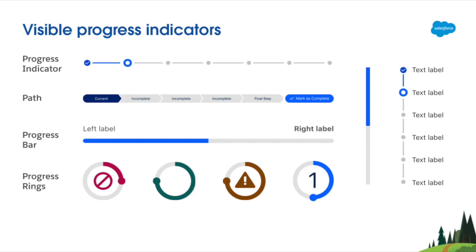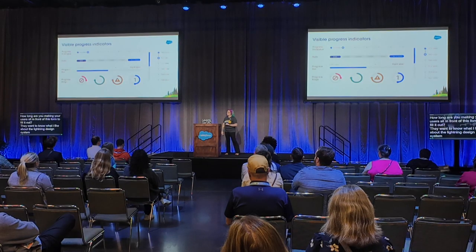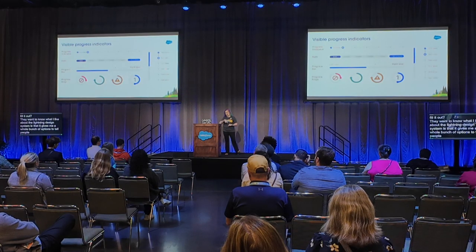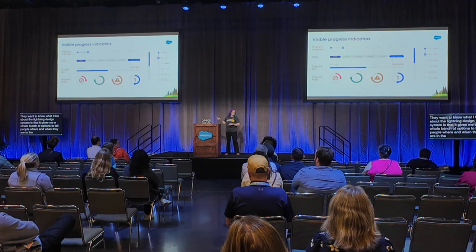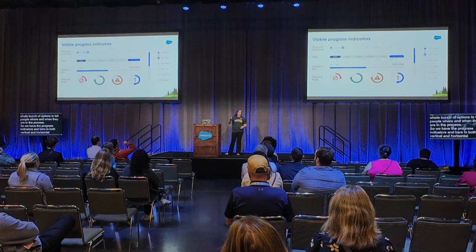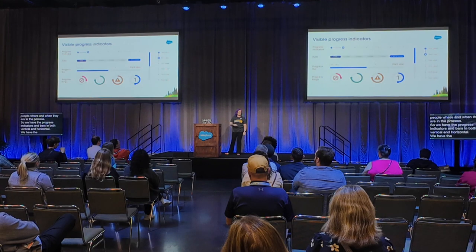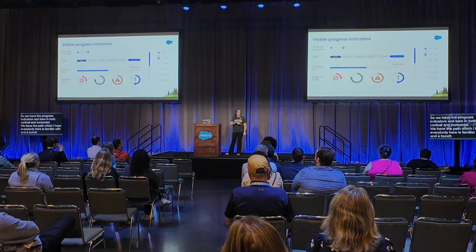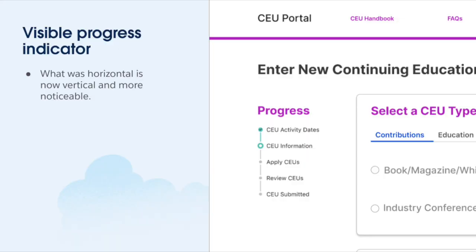We also need to know how much more of the process we have to go through. How long are you making your users sit in front of the form to fill it out? What I like about the Lightning Design System is that it gives me a whole bunch of options to tell people where and when they are in the process. So we have the progress indicators and bars, both vertical and horizontal. We have the path, which I hope everybody is familiar with, and a bunch of progress notes that can help indicate that as well.